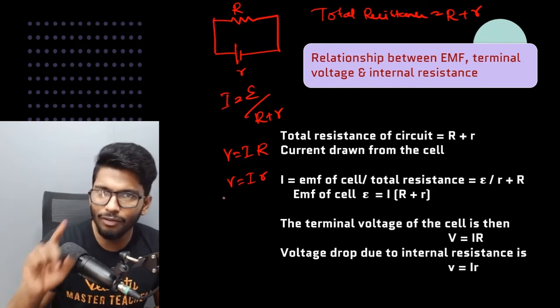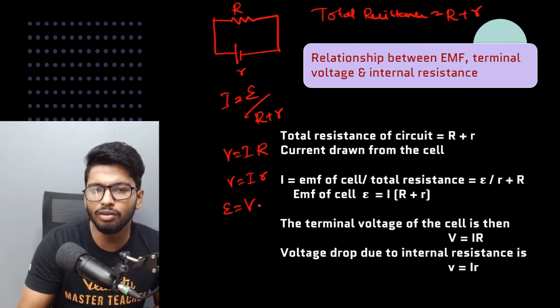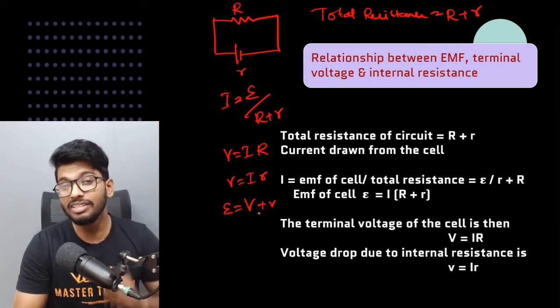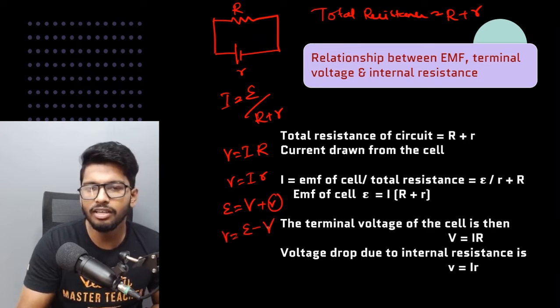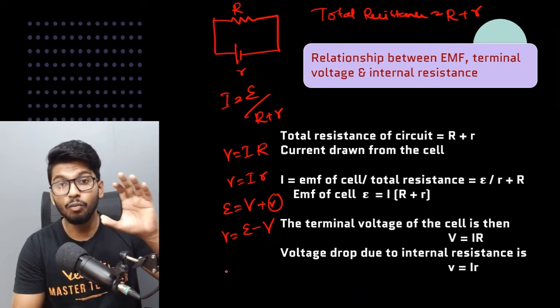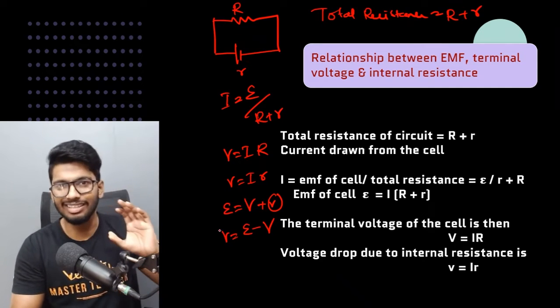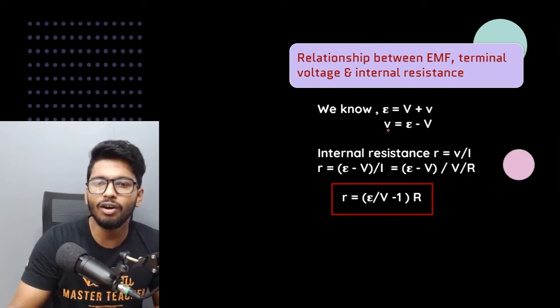Now we have also seen one more relationship, that is nothing but EMF of the cell is equal to terminal voltage plus the voltage drop. Now from this equation, guys, we can get the voltage drop. So what is voltage drop equal to? Voltage drop is equal to EMF minus the terminal voltage. Now what we're going to do over here, people, is that we are going to substitute the values in this equation.